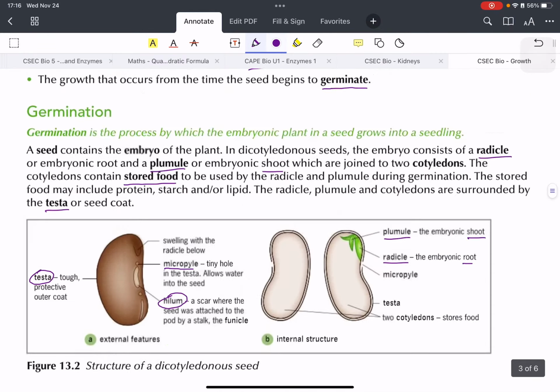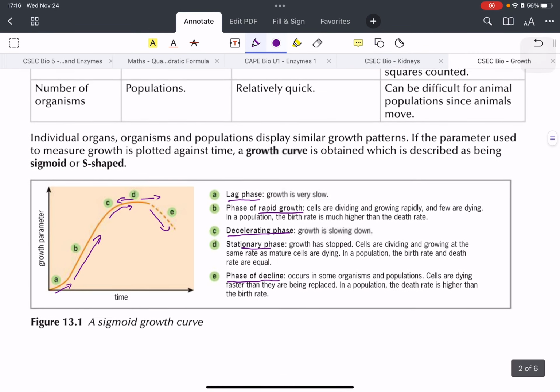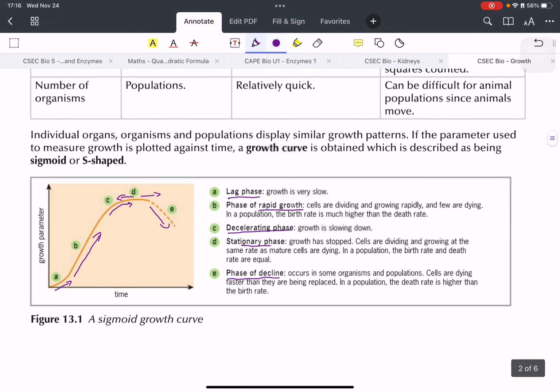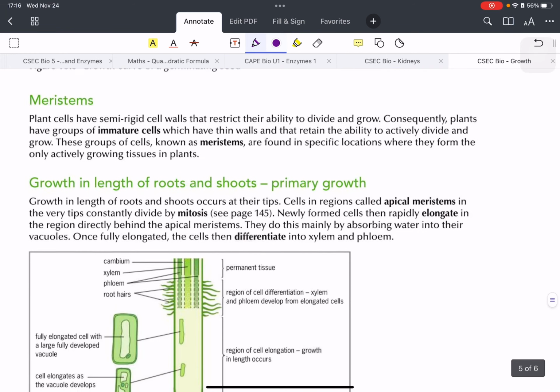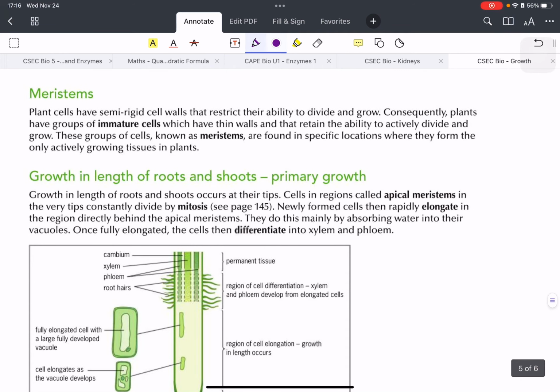Very, very different from the growth curve of a population. Okay, so that's what you need to learn there. You need to know the differences between those curves. Right, so let's go a little more in depth now into plant growth.